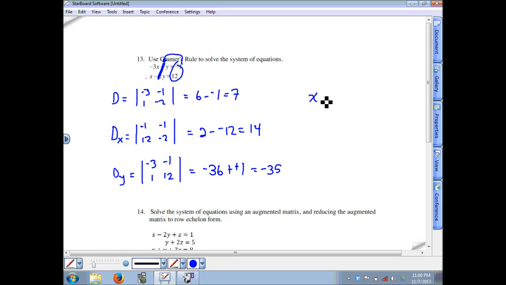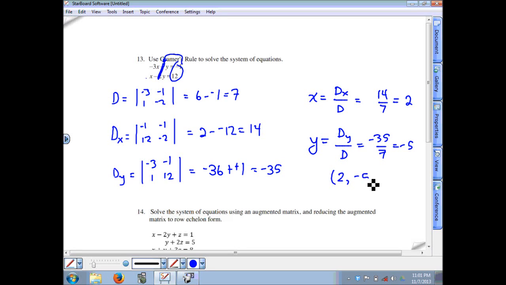Now Cramer's rule says that your x value is D sub x divided by D, which is 14 over 7, which is 2. The value for y is D sub y over D, which is negative 35 over 7. It's negative 5, so your solution is 2, negative 5.